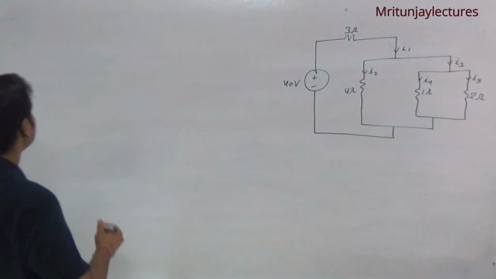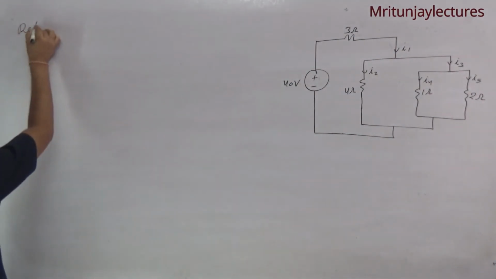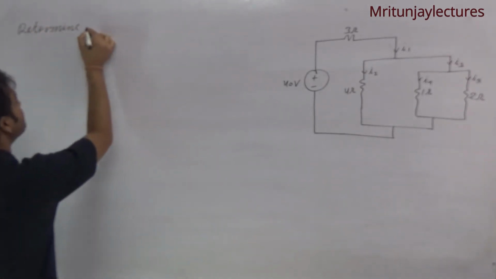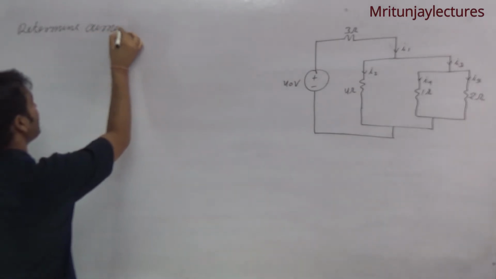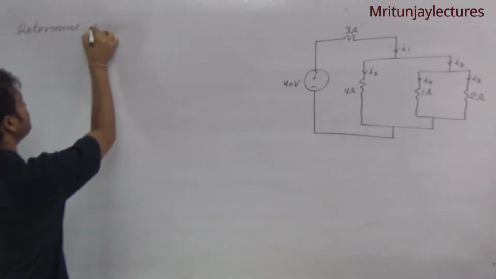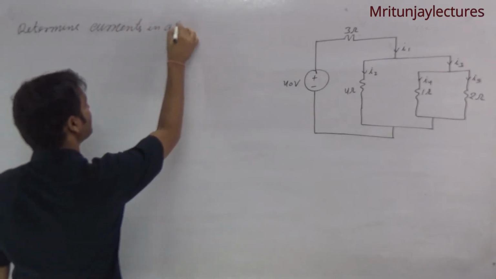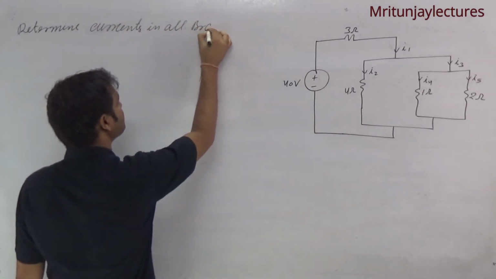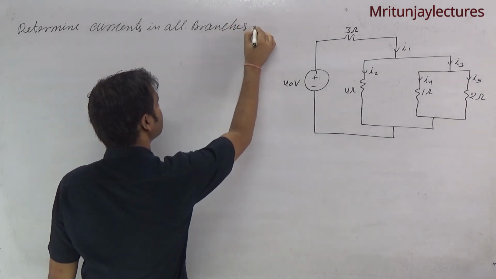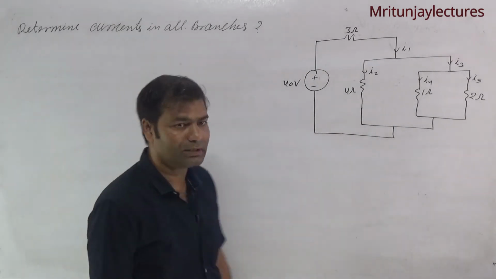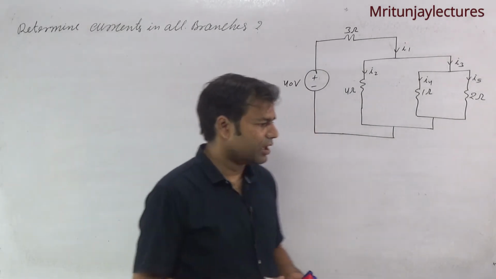This is the problem. Determine currents in all branches. Okay, our motto: determine current in all branches. Okay, how to determine?